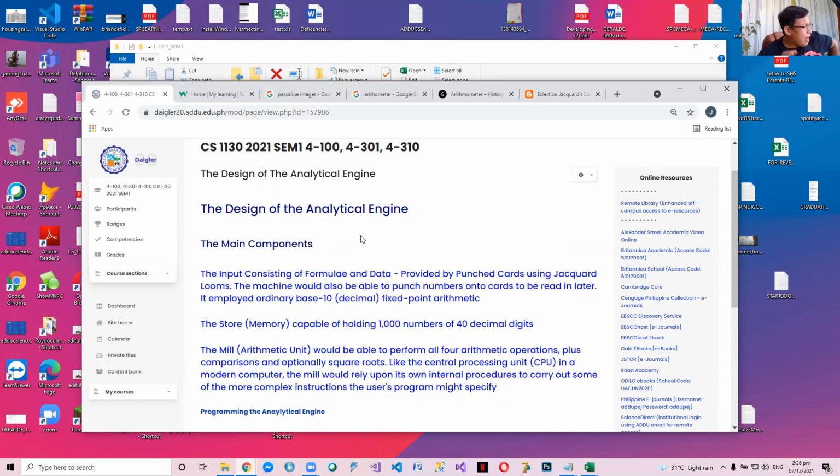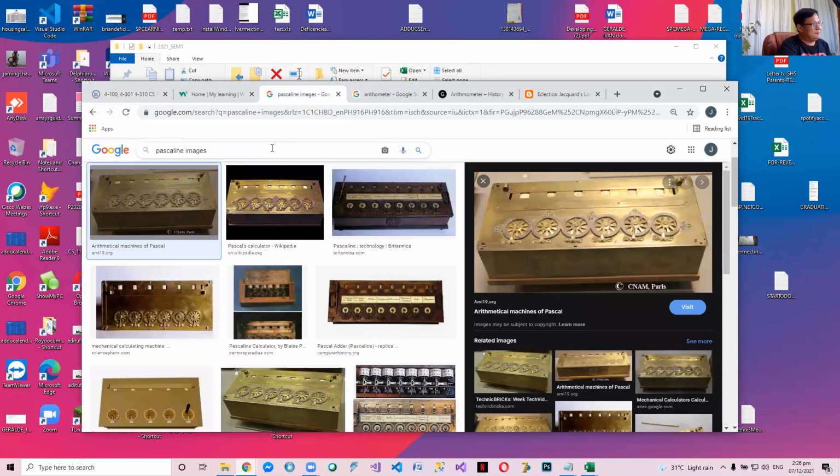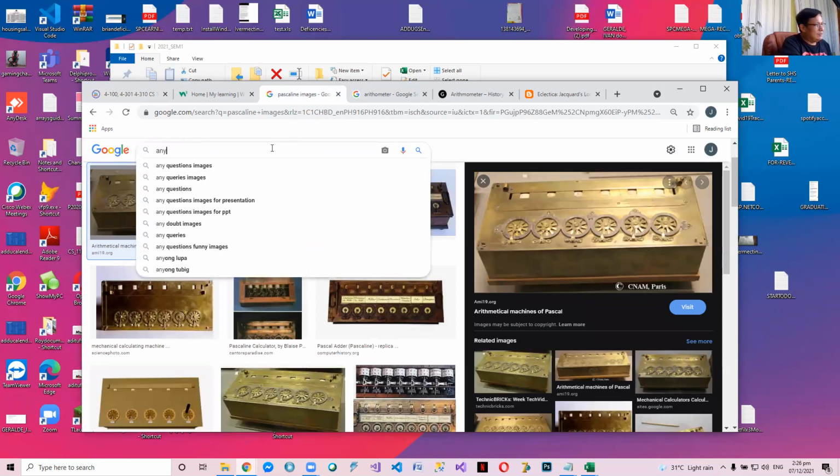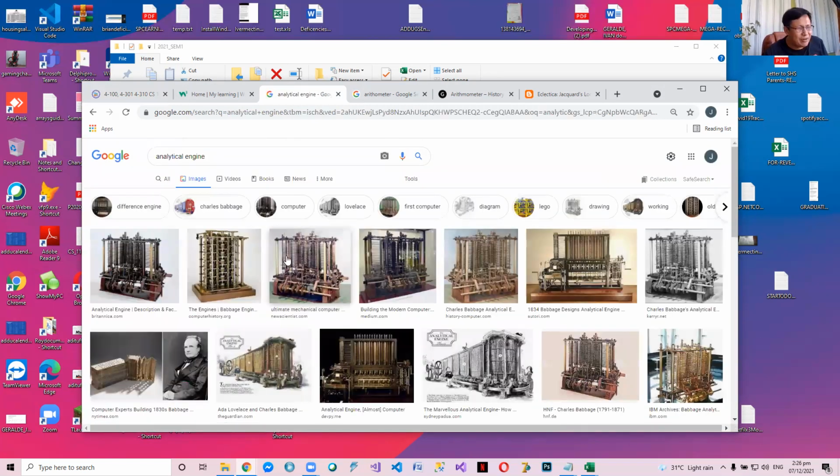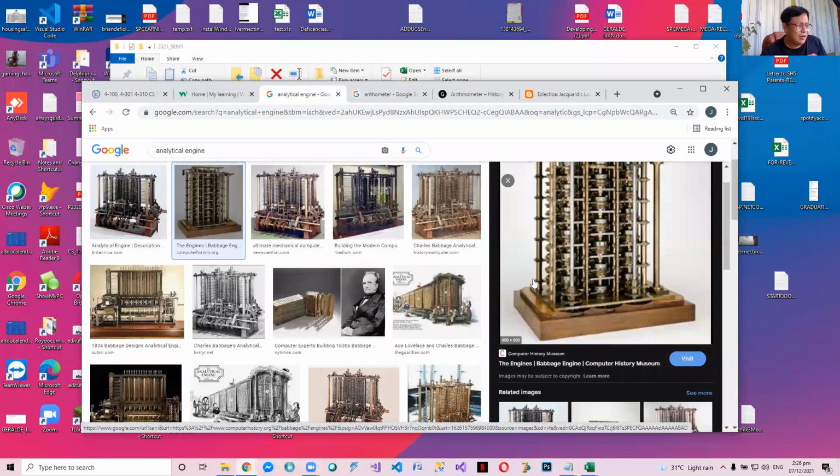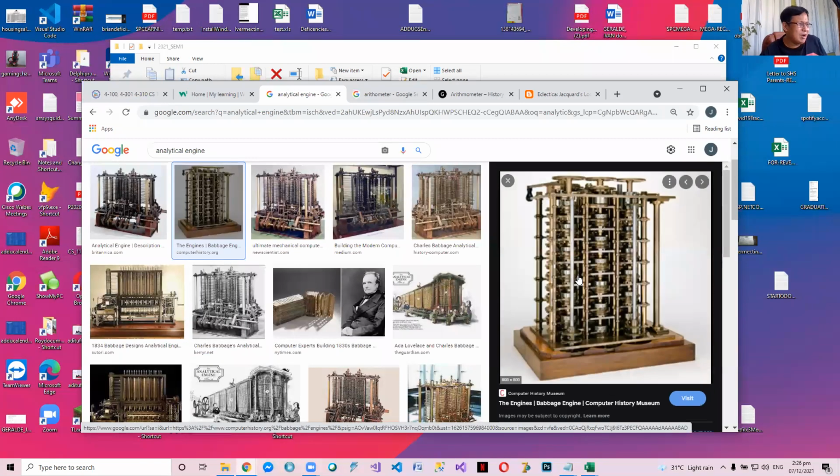Let's look. What does the analytical engine look like? There are some new pictures. The analytical engine was never put into actual hardware. Do you follow? The images that you see now are actually inventions of universities. There are universities that were so fascinated by Babbage's design. They wanted to prove that it was Babbage who already invented the first computer.